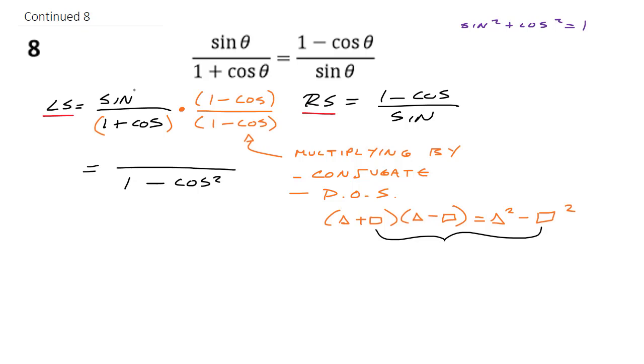Now the top, we're actually going to have to do some multiplying, right? So we're going to go sine times 1 and sine times cos. We're going to distribute. So I have sine times 1, minus sine times cos.